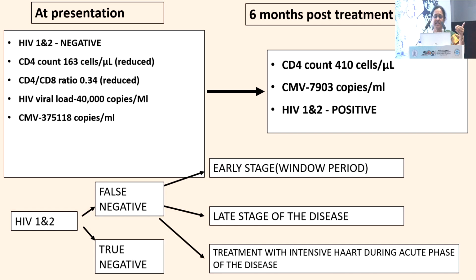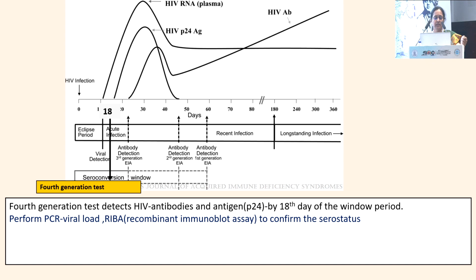So, HIV 1 and 2 can be false negative in the early stage of the disease, in the window period of the infection, or in the late and end stage of the disease as seen in our case, or in case of treatment with intense therapy during the acute phase of the disease. So it is important to identify this false negative in HIV-infected end stage AIDS. Also, first generation tests help to detect HIV antibodies, and P24 by the 18th day of the window period. We can also do PCR for viral load and other immunoblot assays to confirm the serostatus.